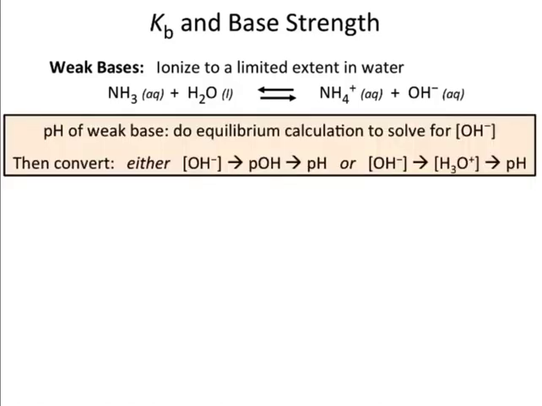Now, if we're going to do calculations on this, we do an equilibrium calculation to solve for the hydroxide concentration, because that's in this equilibrium expression here. So we just solve for the concentration of OH, and then from there we convert it to pH. You can either go from the concentration of OH to pOH, negative log, and then 14 minus the pOH gives you the pH, or the concentration of OH times the concentration of H3O plus equals Kw, which is 1 times 10 to the negative 14th. So you can solve for H3O plus, and then take the negative log of that to get the pH. Either way works just as well. I personally prefer the first one, but do whichever one feels better to you.